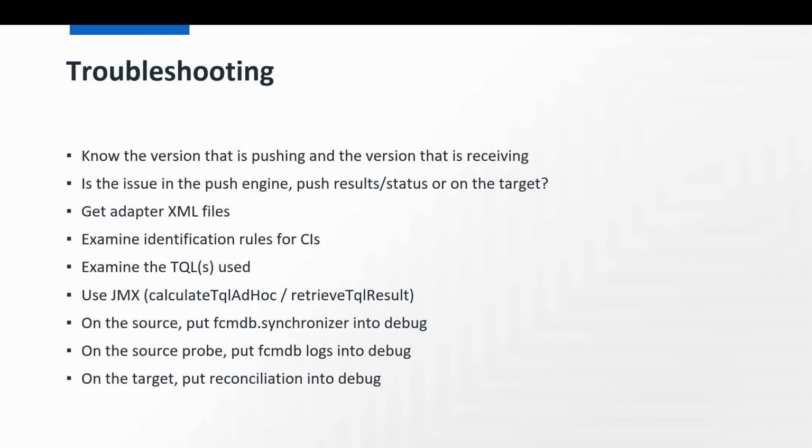First, when you're troubleshooting UCMDB to UCMDB integration, it's imperative that you know the version that you're pushing from and the version that you're pushing to. Is the issue in the push engine on the source, in the results or status on the target? You can get the adapter XML files and also examine identification rules for CIs.